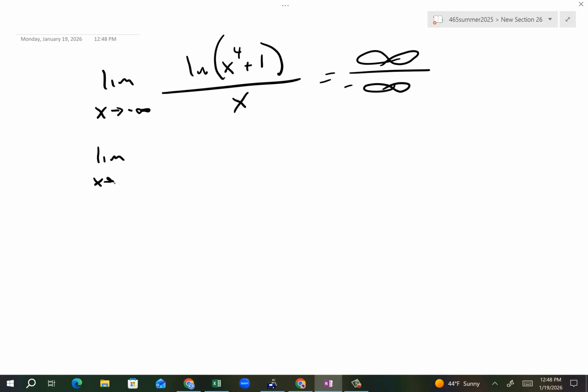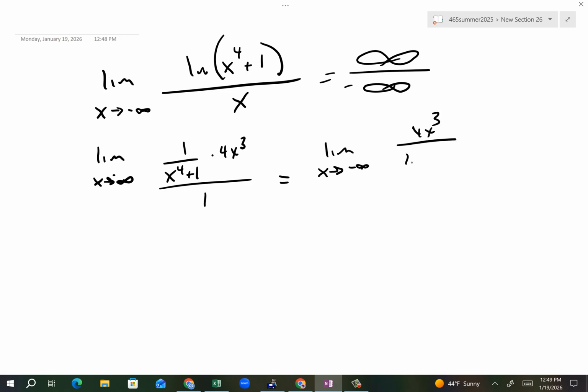So the top is going to be 1 over this garbage times the derivative of the inside, which is 4x cubed over 1. Now that simplifies to 4x cubed over x to the 4 plus 1. Now, if you put infinity into there, what do you get? Well, you get negative infinity on top, and you get positive infinity on the bottom.